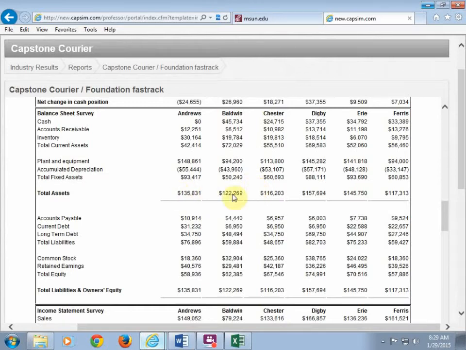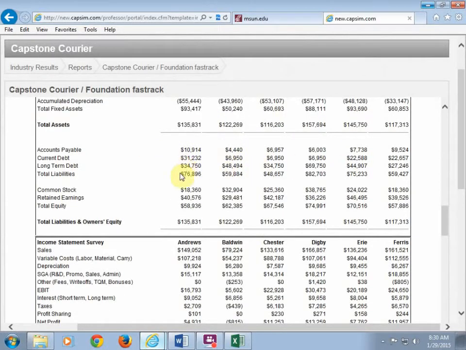So total assets, though, keep in mind that while Baldwin has low fixed assets, look at all the cash they have compared to other people, right? So their total assets aren't that much smaller, but that's an easy fix. It's always easy to get rid of cash. Okay? There's always people who got their hand out want cash, right? So, okay.